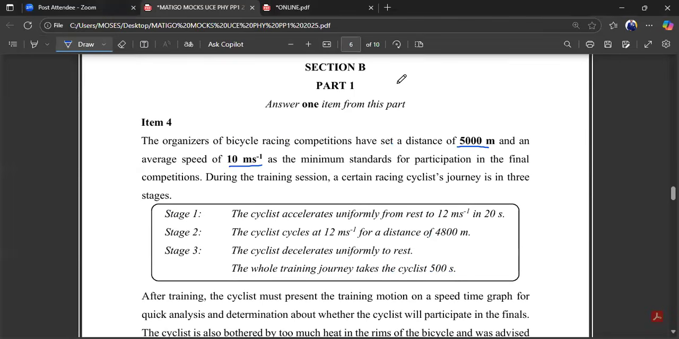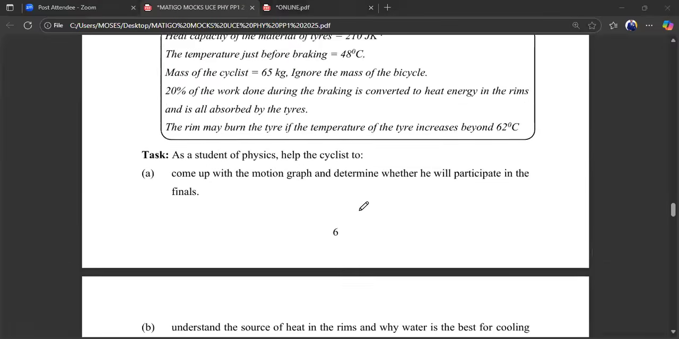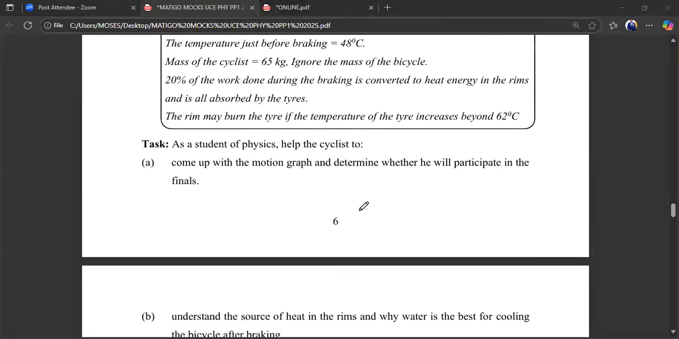Now, the question is here, on this task, they are saying, as a student of physics, the cyclist is to come up with the motion graph and determine whether we will participate in the finals. That's what we are answering.